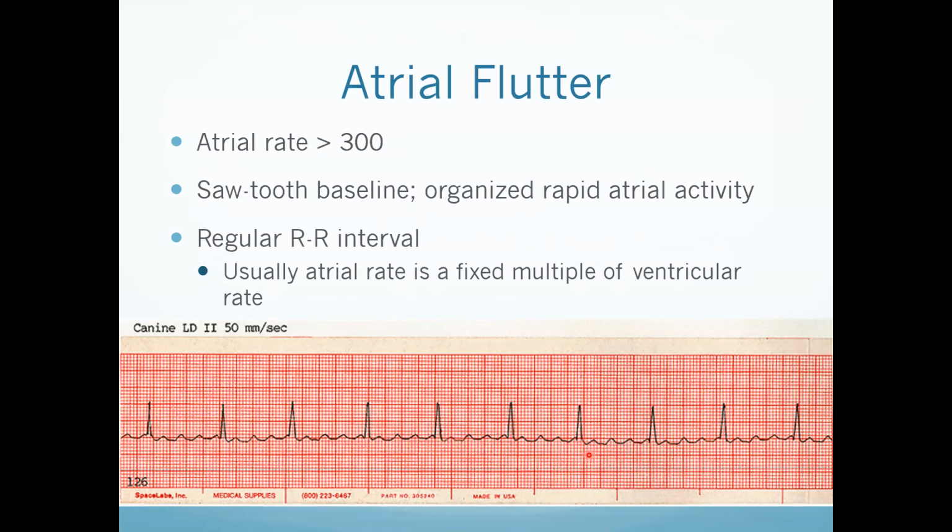So this would be atrial flutter. We still have organized atrial activity, but it's really fast and really rapid, and the ventricles aren't able to keep up. So we'll have what we consider a sawtooth baseline. So it's still organized, but it's very rapid. But the R-to-R interval is usually regular. So it's usually a fixed multiple of the number of P waves that are there. So again, usually you'll have like 3 P waves to every QRS or 4 P waves to every QRS.